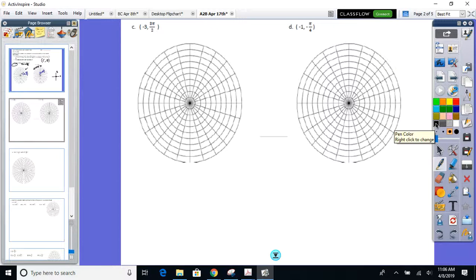All right, now what's the difference? What do you notice about your R value? It's negative, right? It's going to be graphed a little differently. So first of all, can you find me where 3 pi over 2 is? Where's 3 pi over 2?